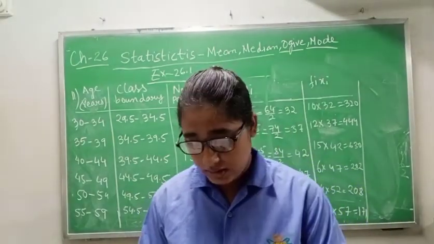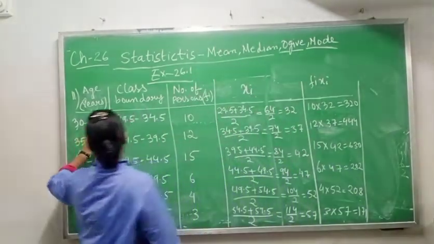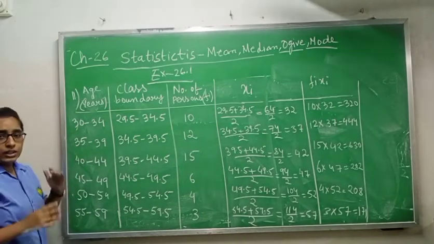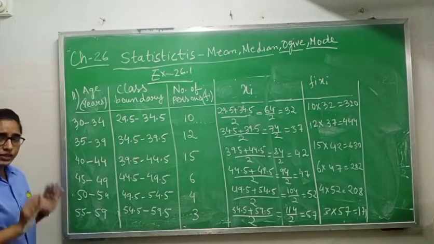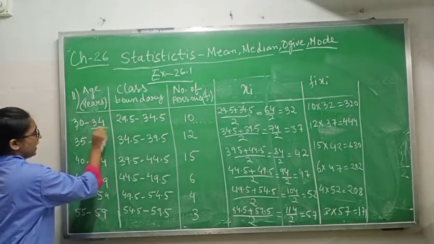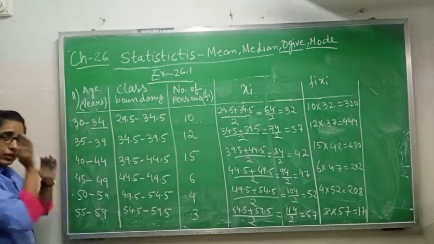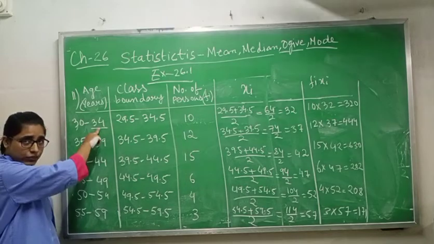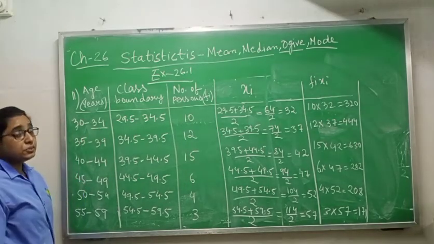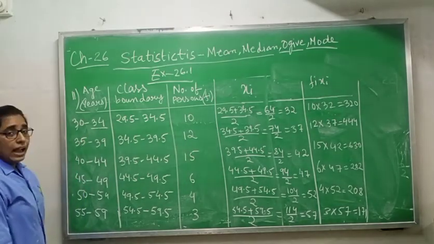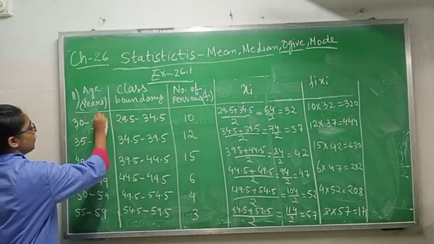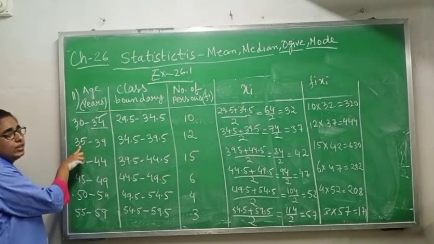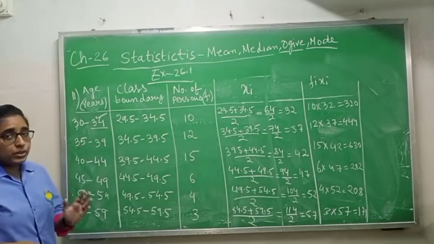But in age in years it is given 30 to 34. After that it must start from 34, because in the last sums we have seen that if it is ending with 34, it will start with 34 only. Yes or no? But in this question, it is ending with 34, but it is starting with 35. It means that we have to make it equal. Means if the upper limit is 34, the lower limit of the next one is also 34. So you have to make it equal.